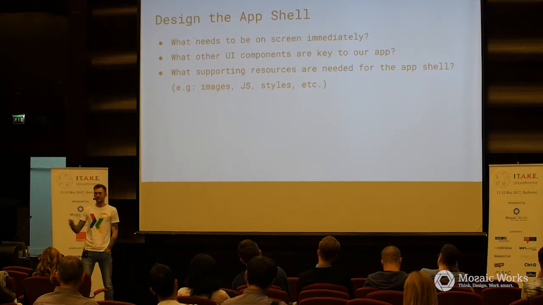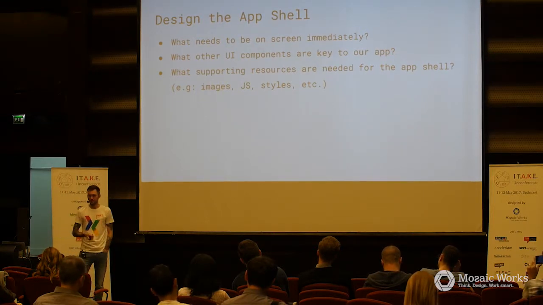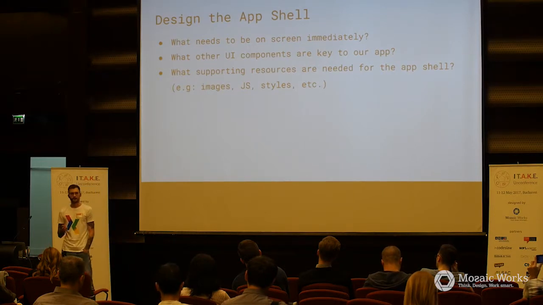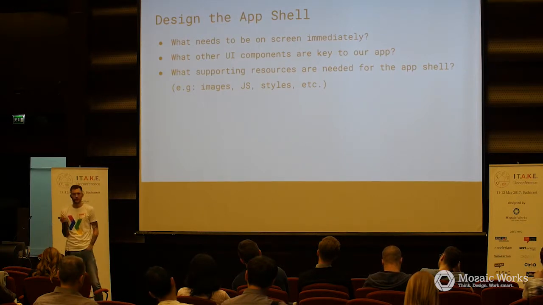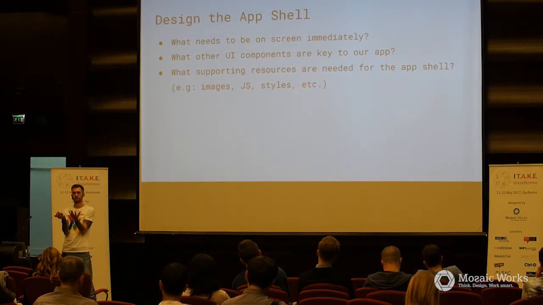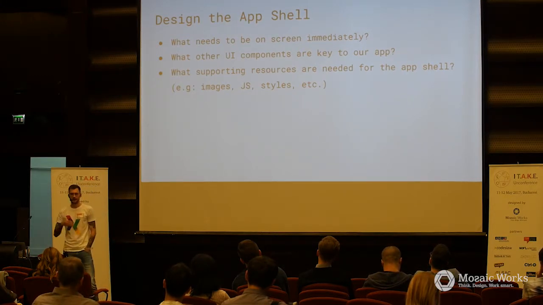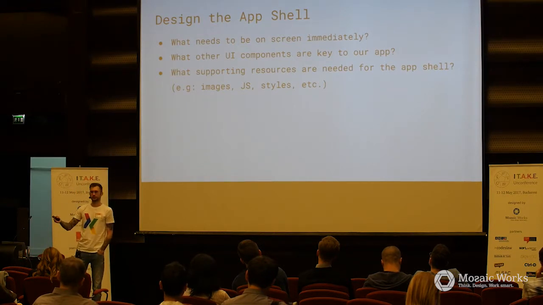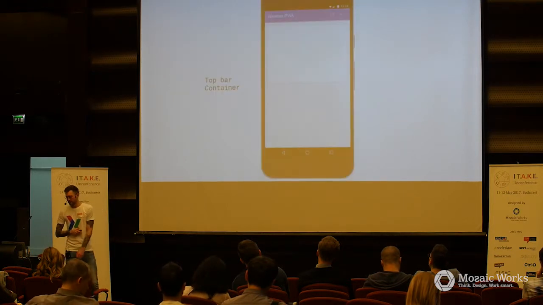So when you design the app shell, when you think about these minimum resources that you need to load, you need to ask yourselves a couple of questions. What needs to be on the screen immediately? What is critical for the user? What are the UI components that basically make those screens, make those minimum interactions, that critical thing that I need to load? And then what are those actual resources that I need to load in order to have those screens displayed? So let me give you an example.